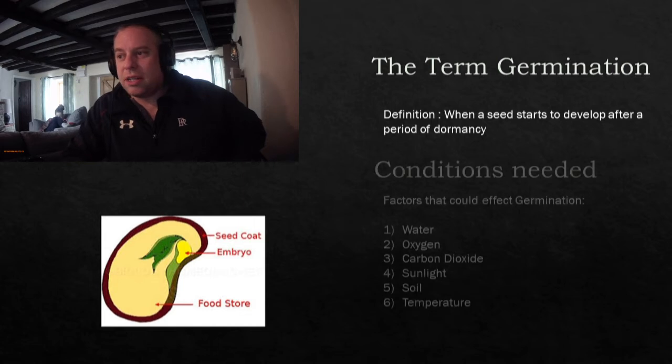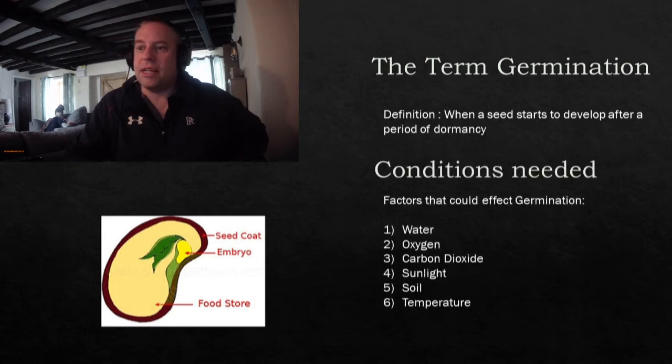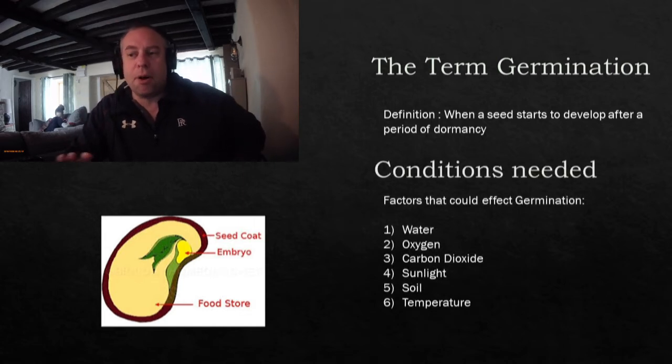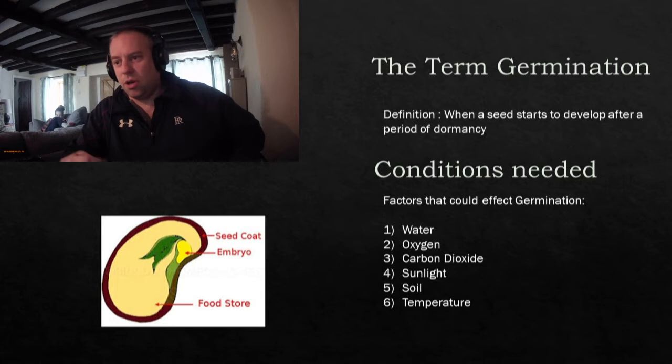We need to know what conditions are needed for it. What I've put down here are 6 possibilities. Not all of them are needed, so don't think there are 6 things needed for germination. That is not true. These are 6 possibilities that plants might need. We're going to look at how we can investigate and do some experiments to find out if they are, in just a second. So we could need water, oxygen, carbon dioxide, sunlight, soil, and temperature.